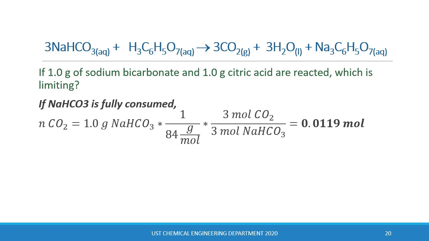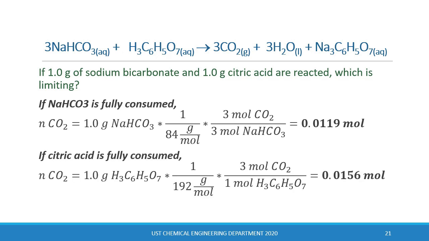If sodium bicarbonate is fully consumed, the amount of CO2 produced is obtained by converting the initial mass of 1 gram to moles by dividing it by the molecular weight and then multiplying it by the stoichiometric ratio of CO2 and sodium bicarbonate. Recall that the stoichiometric ratio is the ratio of the coefficients of particular compounds in the balanced reaction, which we use to convert amounts of one substance to another. Calculating, we get that 0.0119 moles of CO2 is produced for every gram of sodium bicarbonate. Doing similar calculations for when citric acid is fully consumed, we get 0.0156 moles of CO2 produced per gram of citric acid.